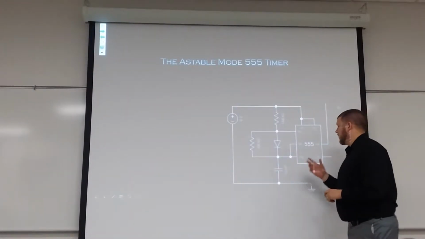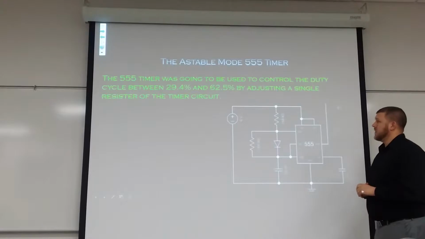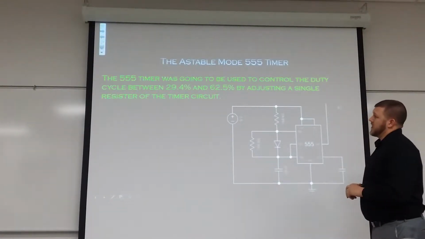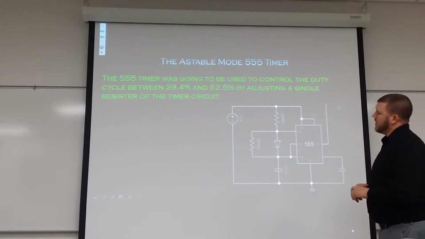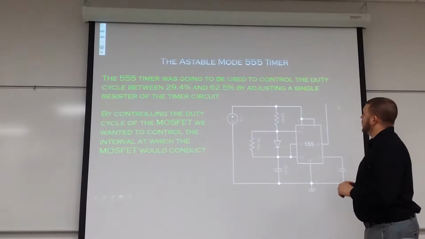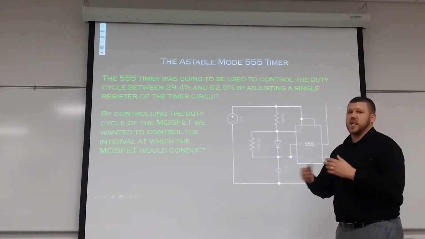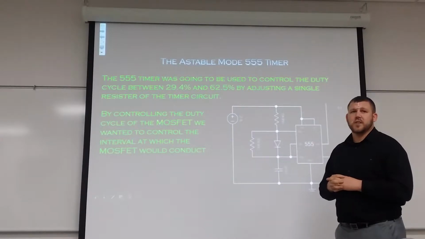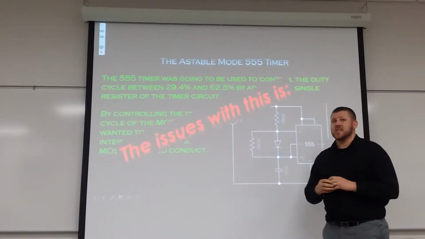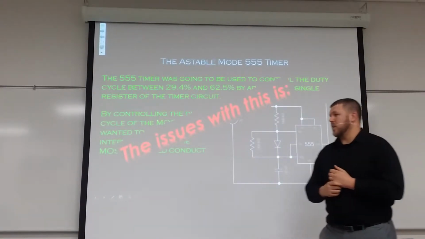This is a circuit for our astable mode 555 timer. The 555 timer was going to be used to drive the MOSFET by changing the duty cycle. In order to change the duty cycle, we were going to have one adjustable resistor, which would have changed the on and off frequency of the MOSFET. The issue we had with this is that by changing the duty cycle, we also changed the frequency, and that would not allow our circuit to work.